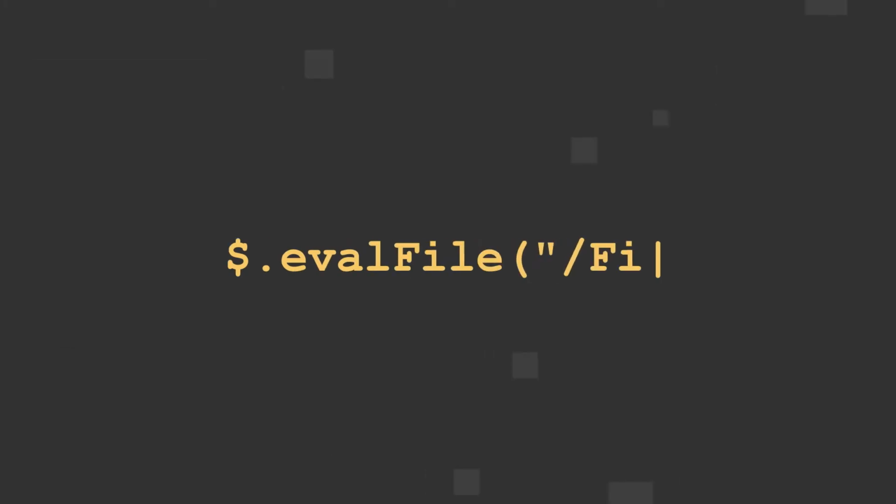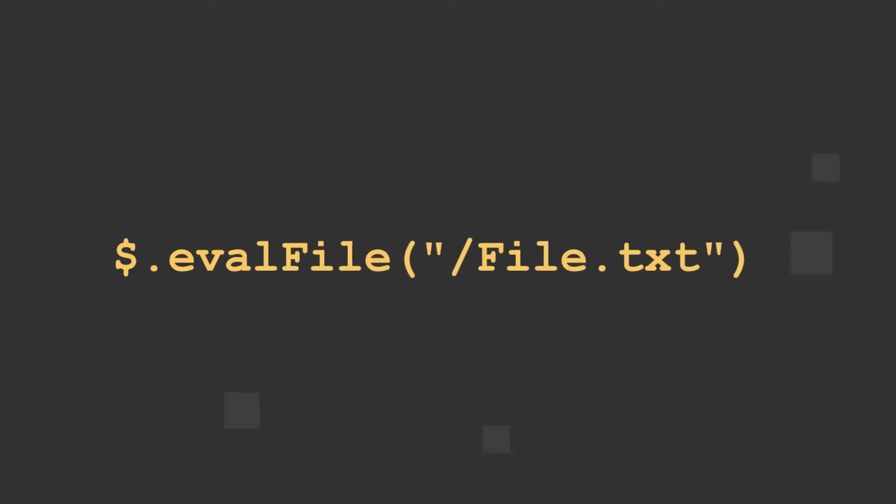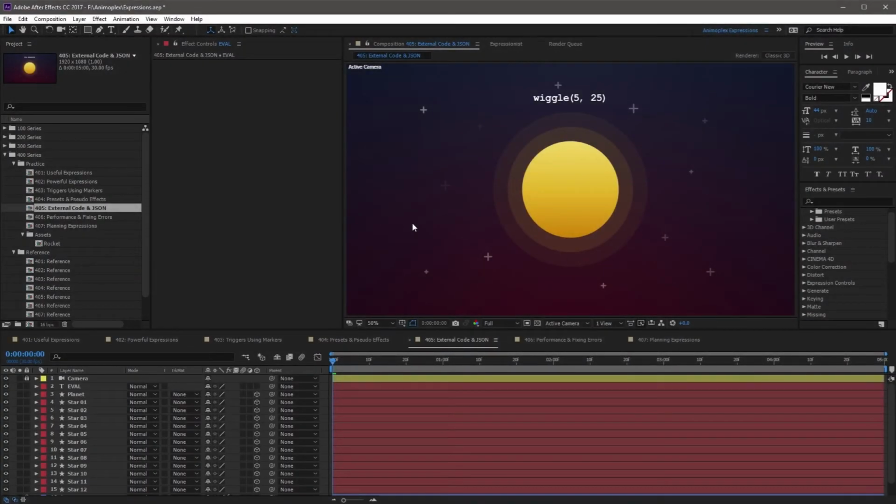The eval file method can read an external file and is very useful for workflows. This method is similar to the eval method earlier in this lesson. It just reads a local text file on the computer instead of text layers in the project. So in order to try this technique, you'll need a text file with a properly formatted expression inside of it. You can open a code editor of your choice to create the text file.